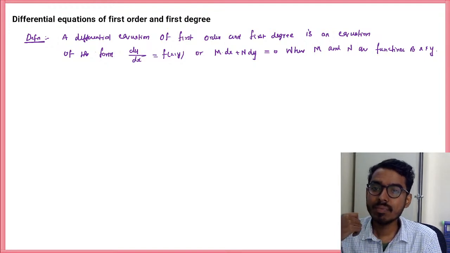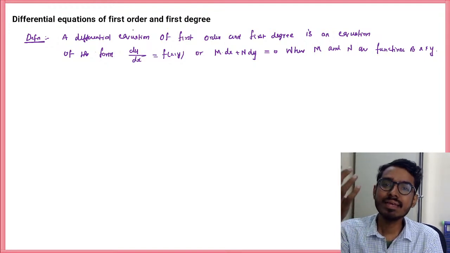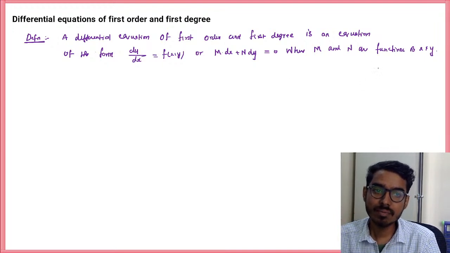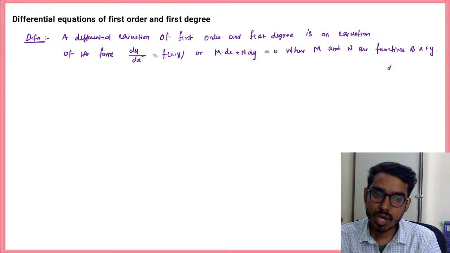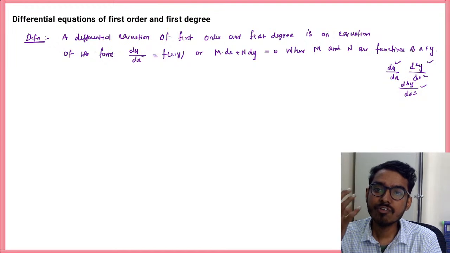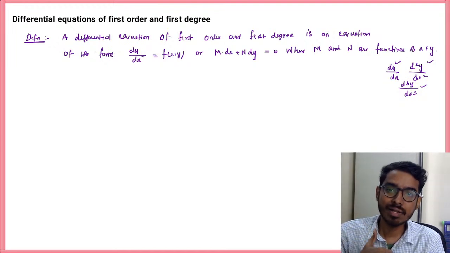What we mean by first order is that the derivative is first order. For example, first order means it will be dy by dx. Second order means it will be d square y by dx square. Third order means it will be d cube y by dx cube. So by order we mean the order of the derivative.